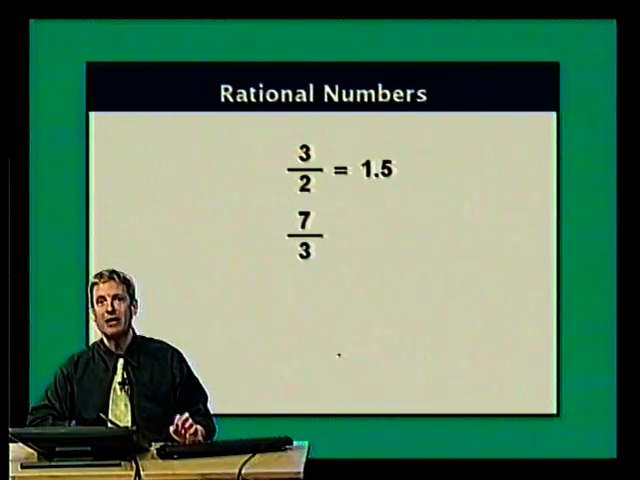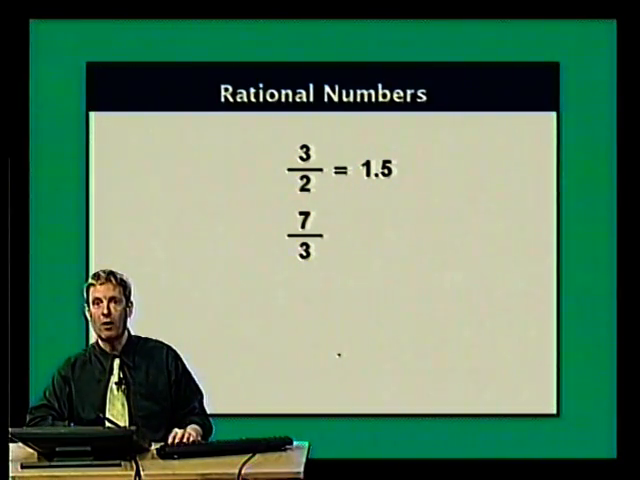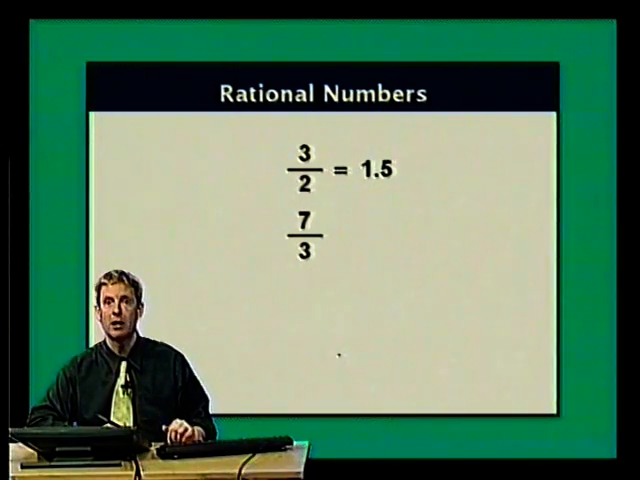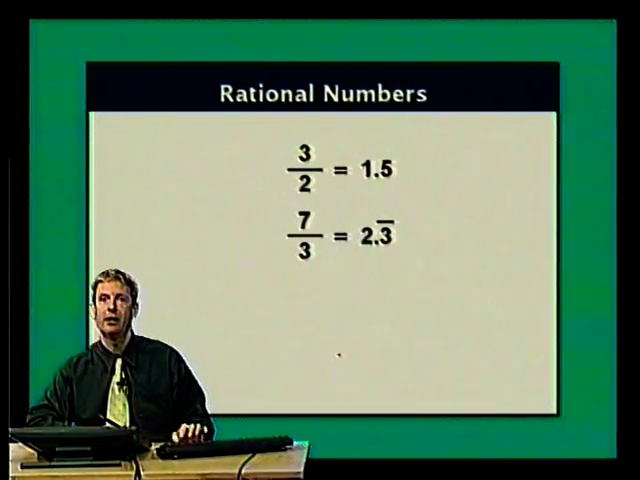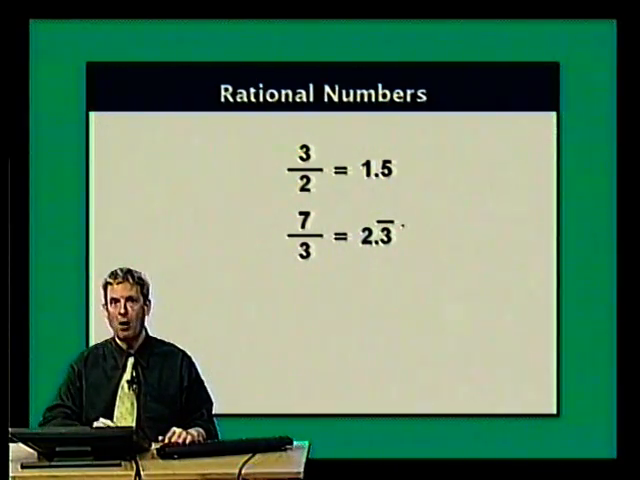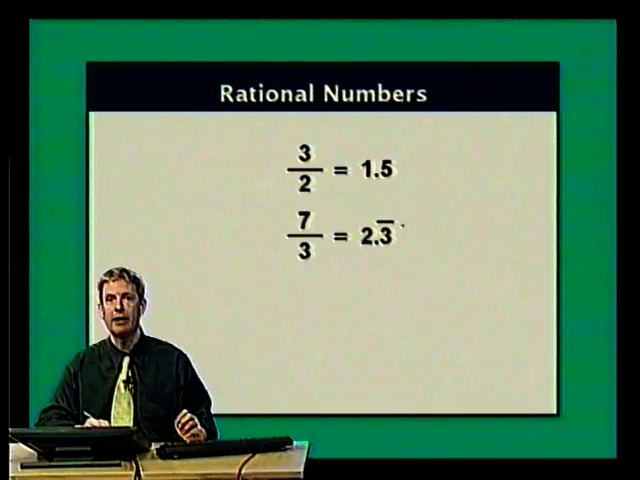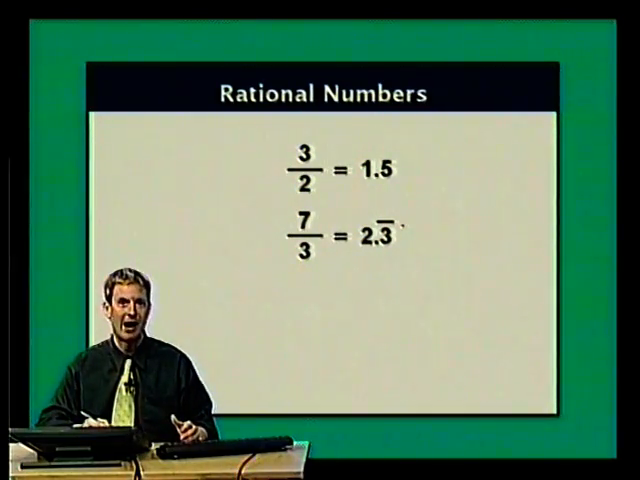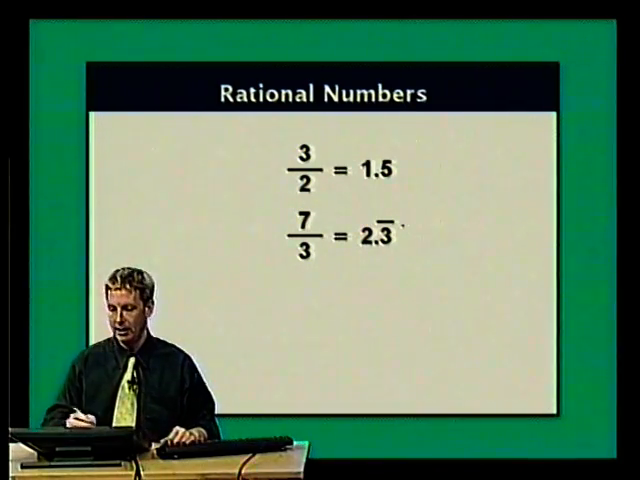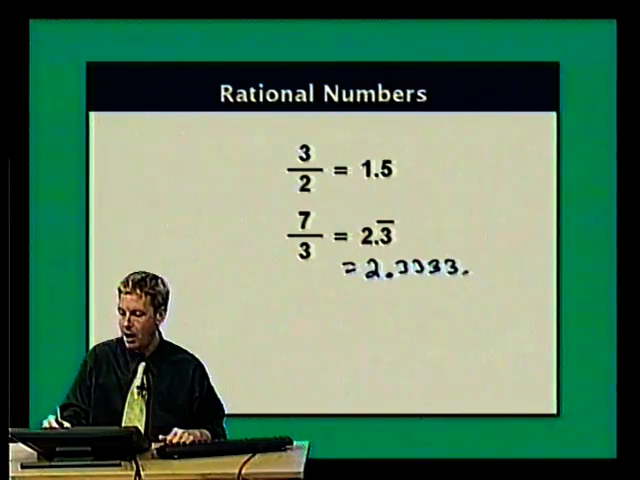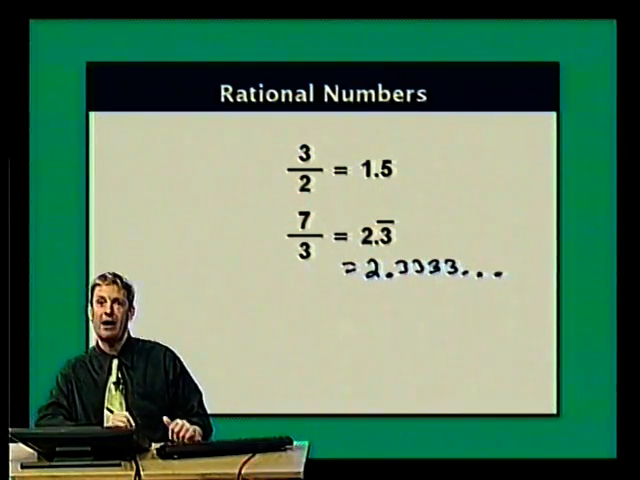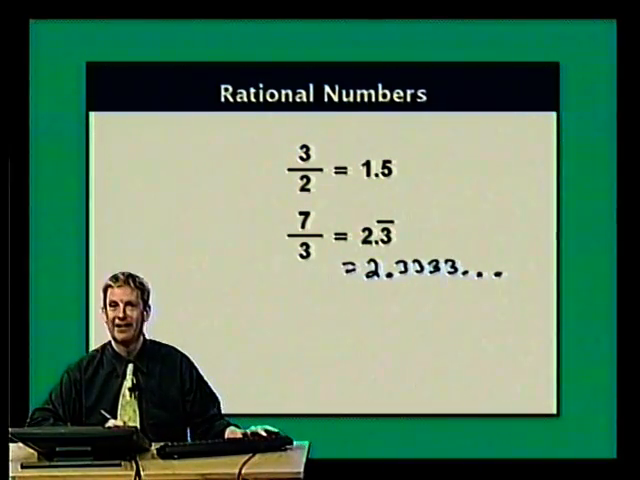If we take 7 and divide by 3, 3 goes into 7 2 times with 1 left over, so this is the same as 2 1/3, and 2 1/3 written as a decimal is 2 followed by a decimal point followed by a never-ending string of 3's. This 3 with a bar over it means that the 3 keeps repeating, not 100 times, not 1,000 times, it never stops repeating. This is 2.3333, on and on and on, and if it was 10 hours later, I'd still be saying on and on and on.